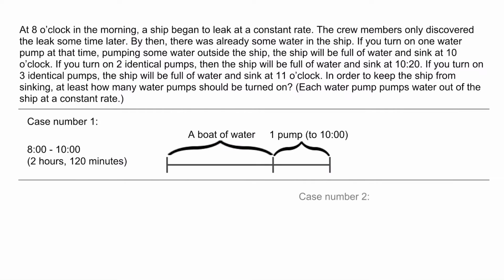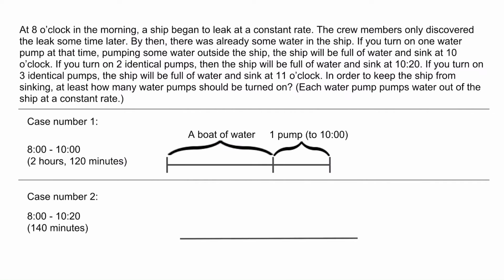Now, let us consider case number 2. In this case, the ship still began leaking at 8 o'clock, but there were 2 pumps, and the ship sank at 10:20. This is a difference of 140 minutes. Again, we can represent the total amount of water as a line segment. Again, we can chop this line segment up into 2 smaller line segments.